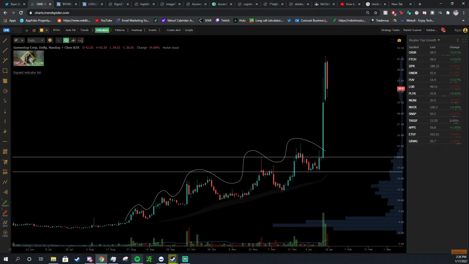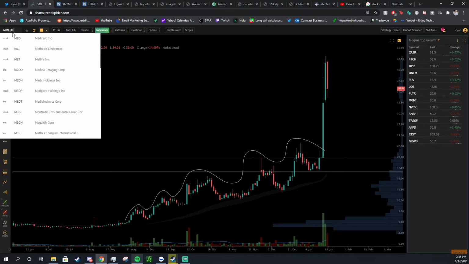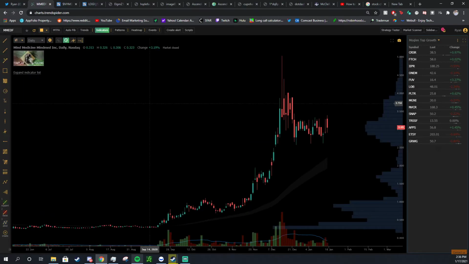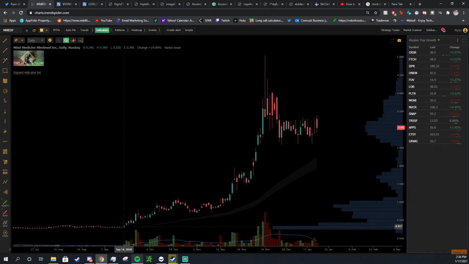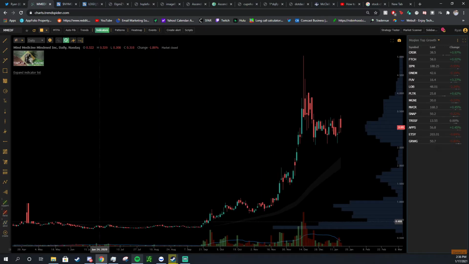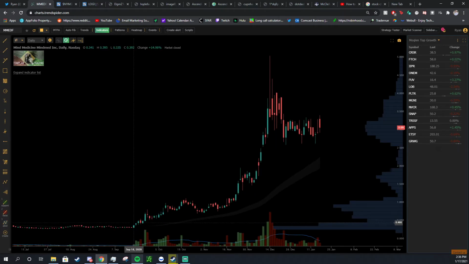Let's take a look at MMEDF. I think that might be an OTC, right? Yes, I like this. I do like this a lot. So you see we're bullish from September. Obviously nothing was going on here. September is kind of early for the small caps to be picking up, so this makes me think it's not just because the small caps are running that this is up. This is like a legit chart.